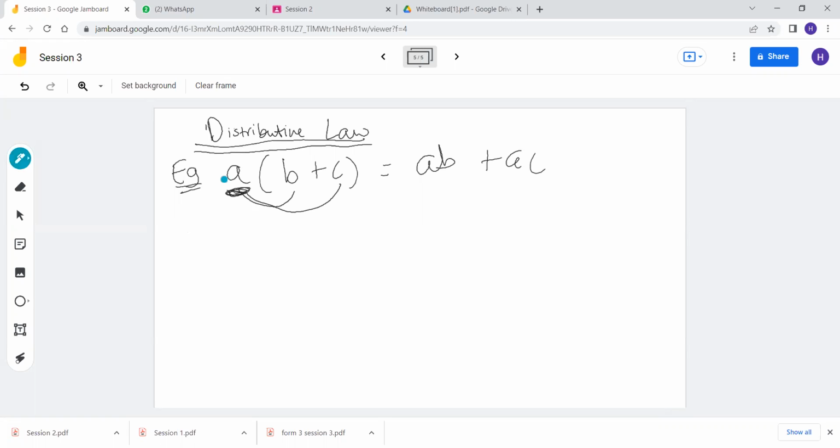Now, we do examples. So look here. Let's just say you have minus 2 by 3x plus 2y.